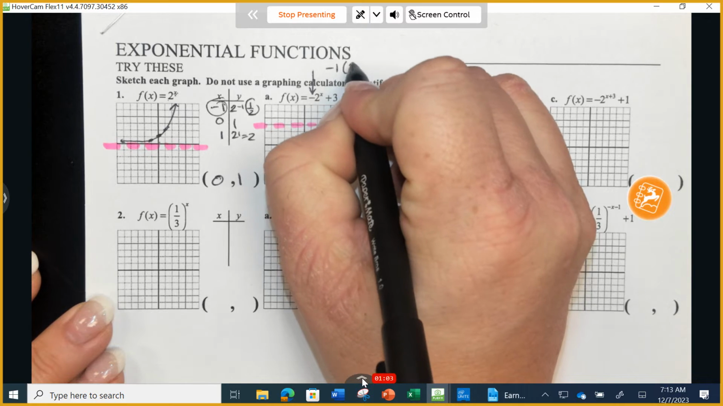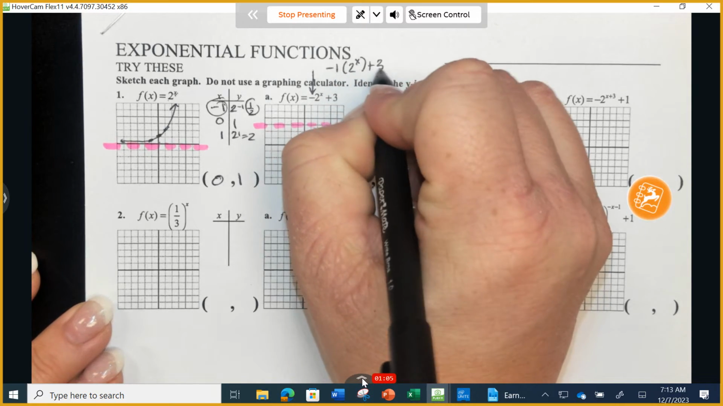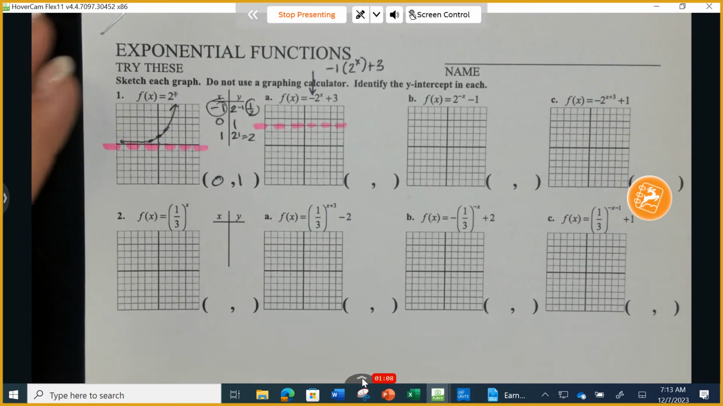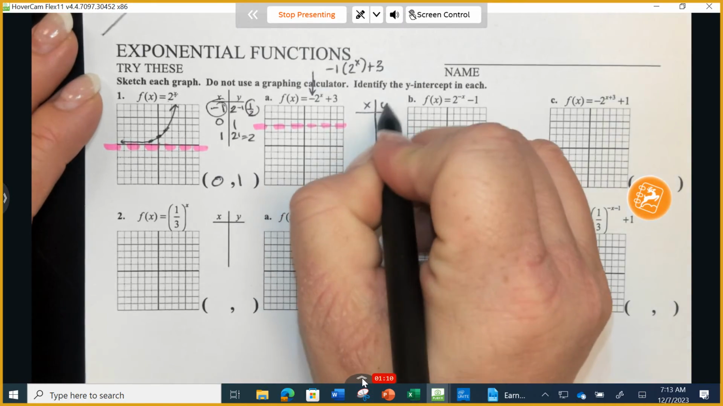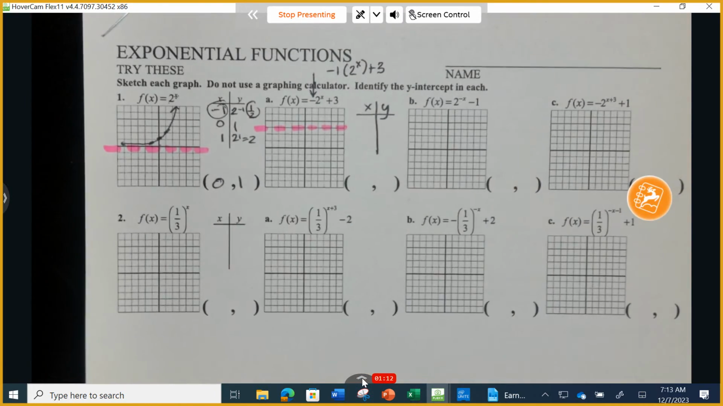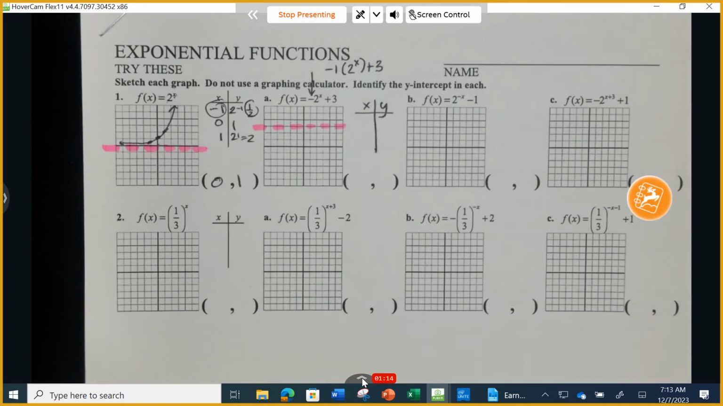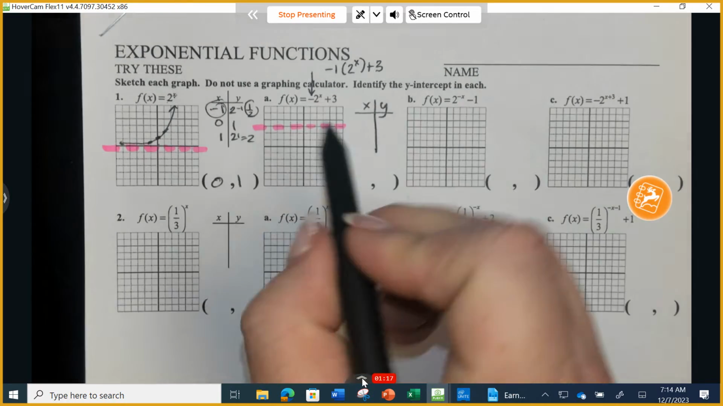Recognize that this is -1 times 2 to the x plus 3. Keep that in mind. I'm going to make off to the side, and we're going to talk later about how can we construct this graph just based on the parent function and what I see. But let's start right now by making a few different numbers here.